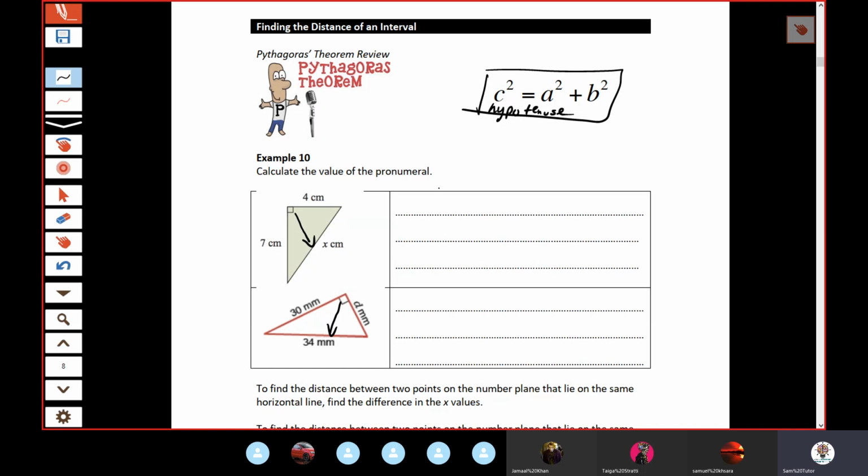So calculate the value of the pronumeral. So if you want to find x, in this case, that's really easy. X squared equals 7 squared plus 4 squared. And that becomes 49 plus 16, 65. And then don't forget, you have to get rid of the squared. So you square root it. And that would have been the answer that we're looking for, x. Anyone have any questions about this Pythagoras question here? No.